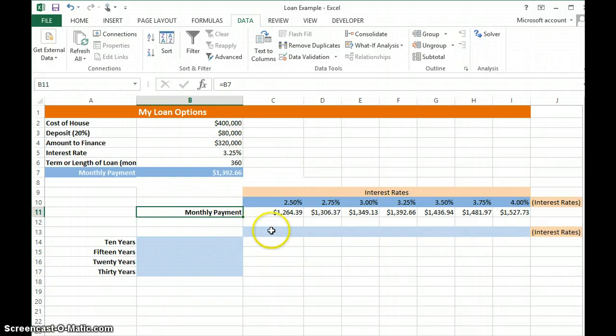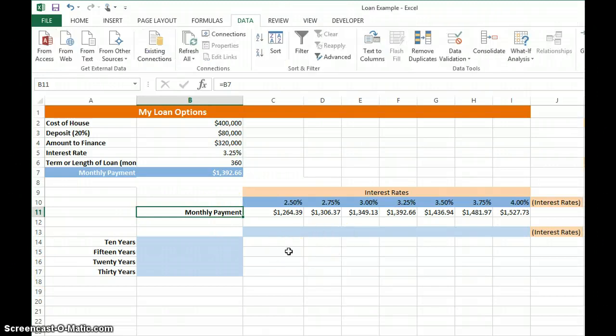So you can see that if you get a rate of 2.25% or 2.5%, you're saving yourself $250 or more per month over 30 years. That's a lot of money. So always seek the lowest interest rate when you're taking out a loan. It's quite the opposite when you're taking out an investment. You want the highest interest rate.